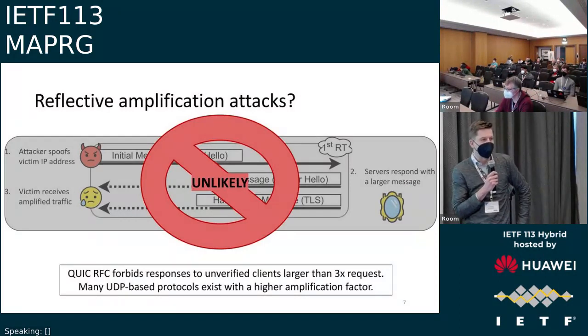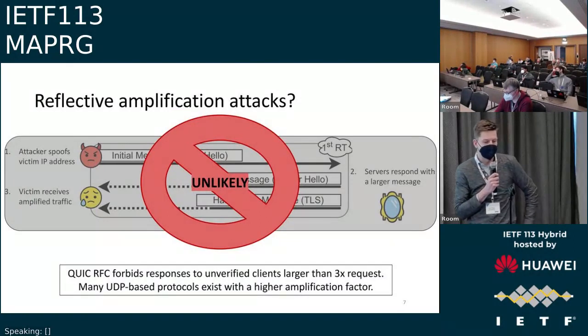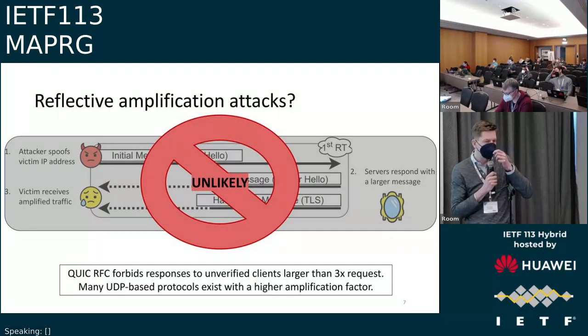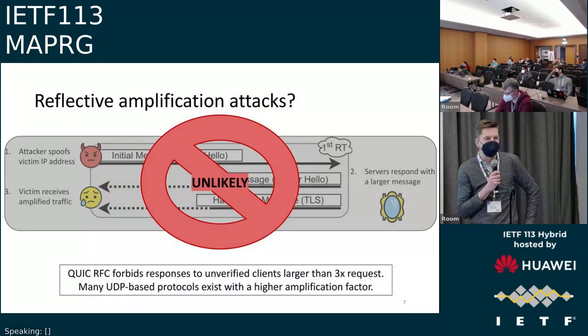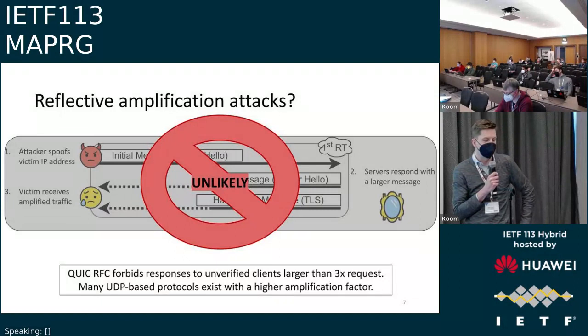It may happen, but it is unlikely because QUIC by design allows the server only to reply with 3 times more volume compared to what the initial client was sending. We heard this already in the previous talk. First, the amplification volume is limited by a factor of 3. And second, there are many more UDP-based protocols available that allow for much higher amplification factors, such as DNS or NTP. So this is a possible attack, but by design it is limited and rather unlikely.